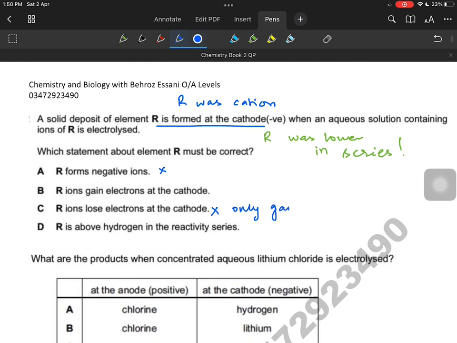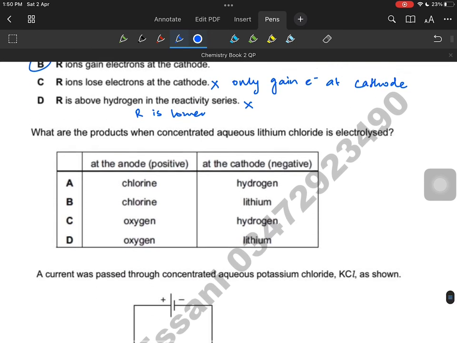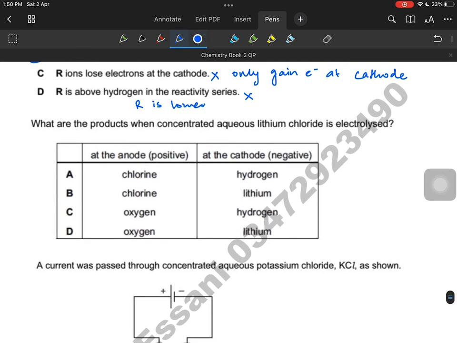It can't be C because at the cathode only electrons are gained. Cathode is for reduction, not for electron loss. If R was above hydrogen, it would not have deposited on the cathode, so R has to be lower. So it's B for ball, because R ions are gaining electrons at the cathode, and R is lower in the series. This question says, what are the products when concentrated aqueous lithium chloride is electrolyzed?